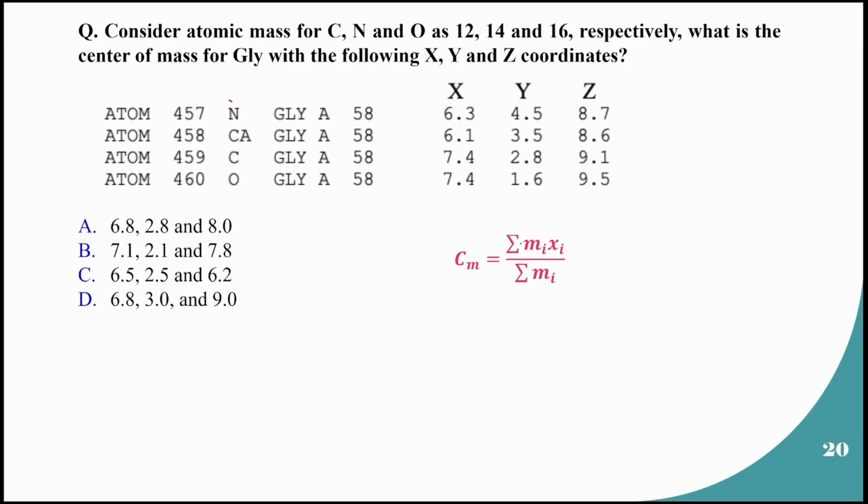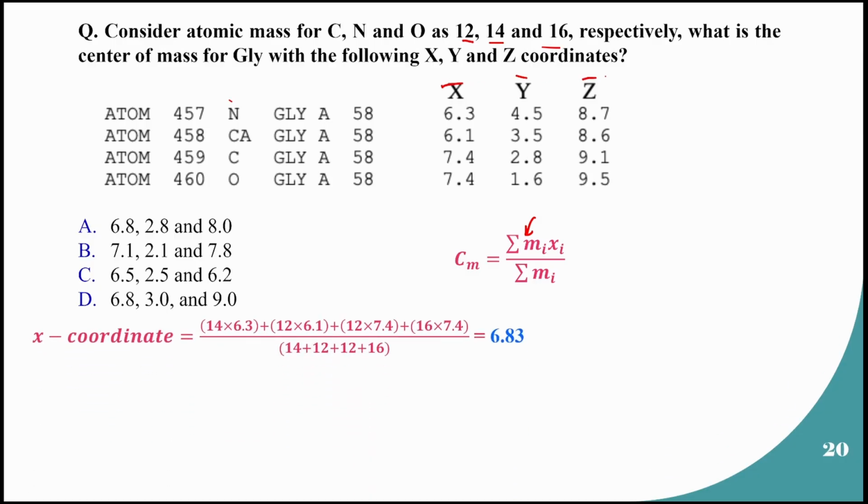So for each of the atoms, you have been given the atomic mass here. So the carbon, nitrogen, and oxygen, they have atomic mass of 12, 14, and 16. Now you can plug in that particular atomic mass here in the MI's case, and then you will have the X, Y, and Z coordinate that have been given here in these 3 different columns, right?